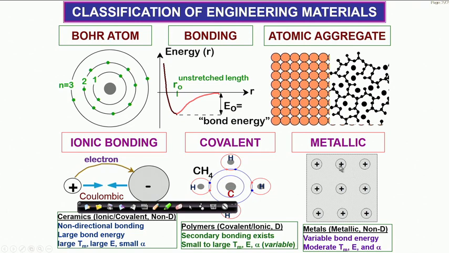And finally, when you discuss materials where you have a very unique situation, which is like you have cations at periodic array and permeated by free electron cloud, in such a situation, what you end up getting is known as metallic bonding, and as a result of which you have a fairly variable bond energy, but moderately large melting temperature, elastic modulus, and coefficient of thermal expansion.